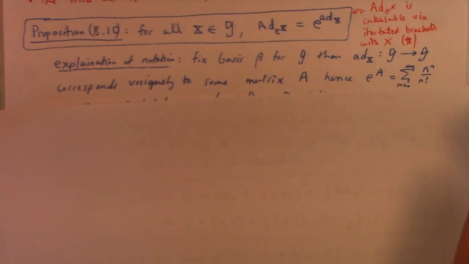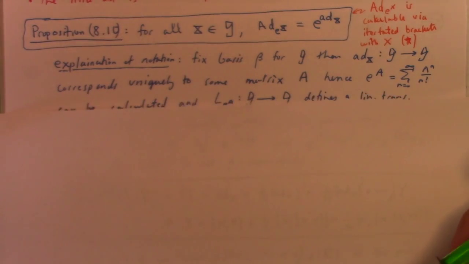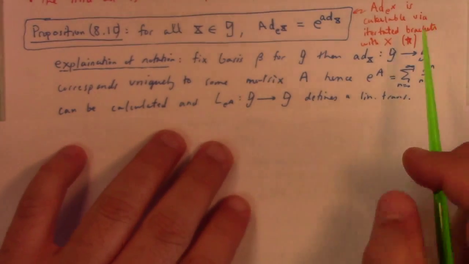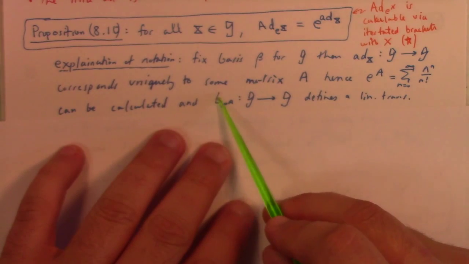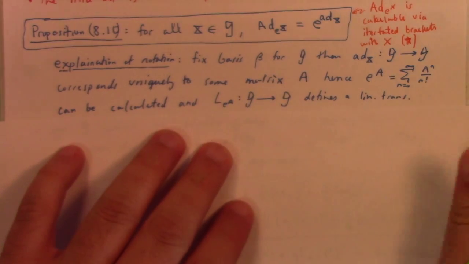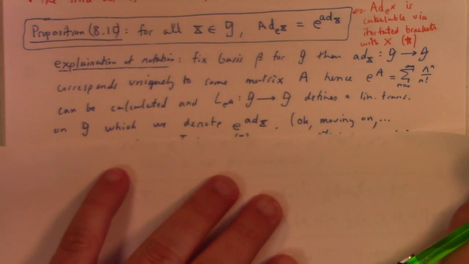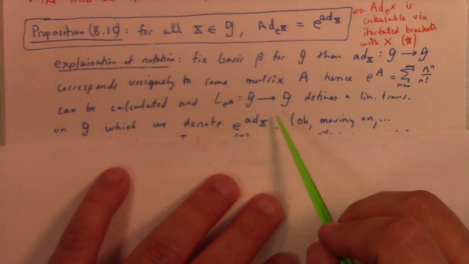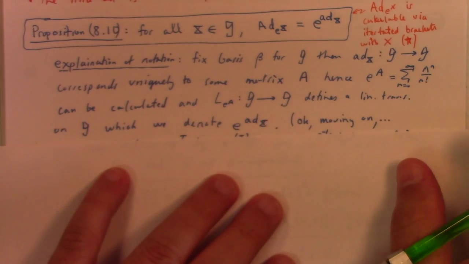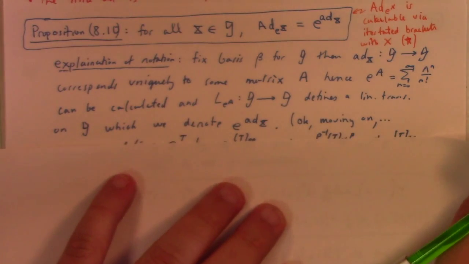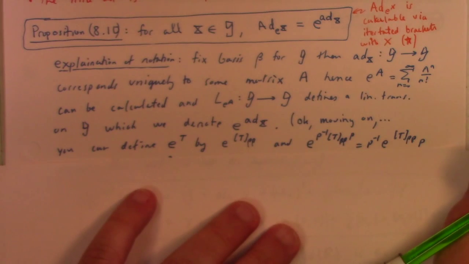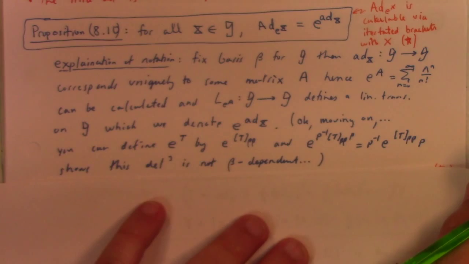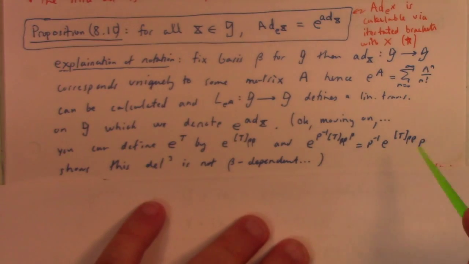So e to the A would be the sum n equals 0 to infinity of A to the n over n factorial, as usual. And so the left map L sub e^A, which goes from G to G, defines a linear transformation on G, which we denote exponential of ad x. All right. I guess there's a question of basis dependence, but it's not basis dependent because of this identity.